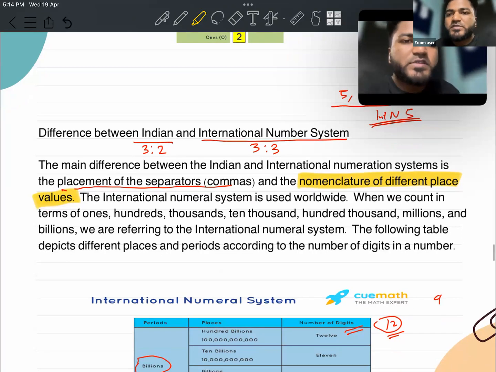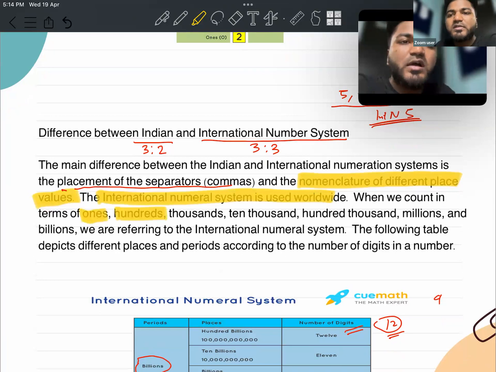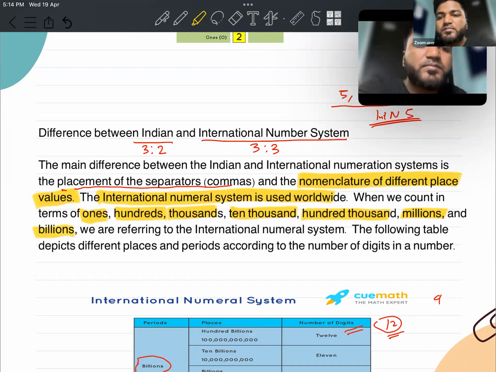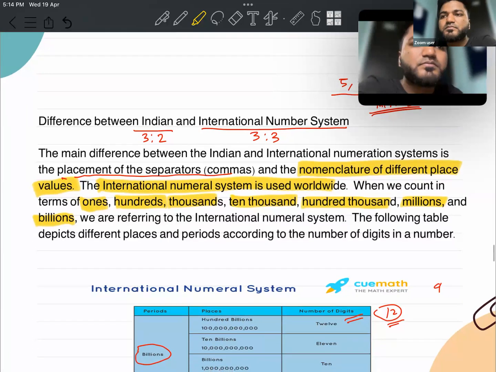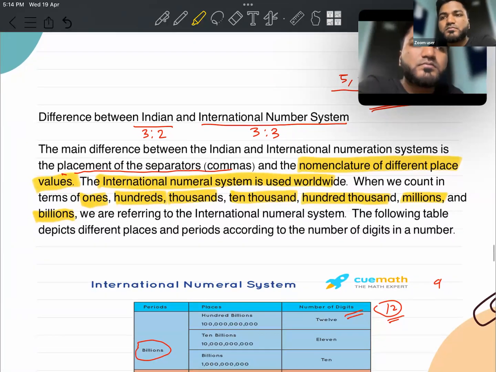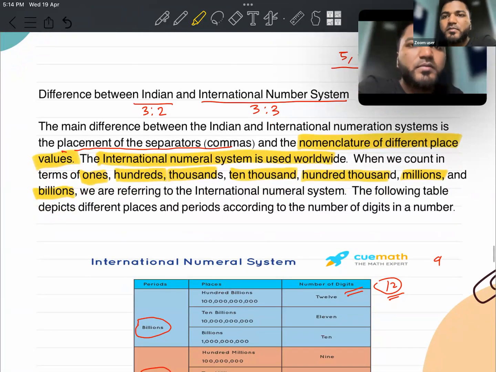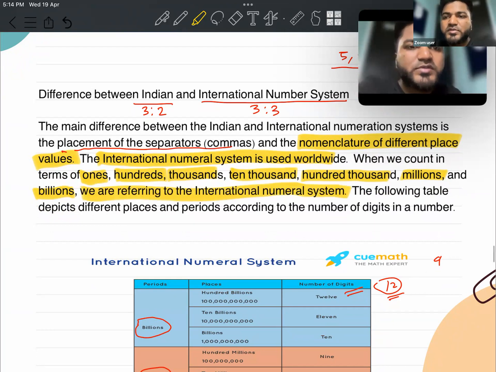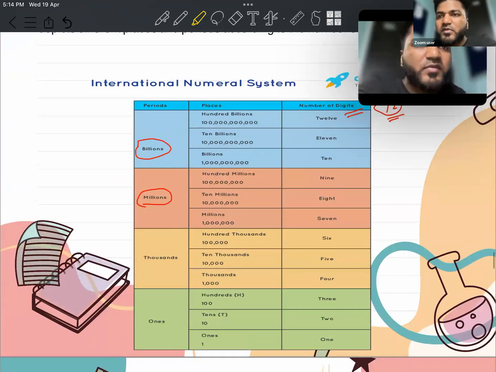If you see the international numeral system, which is used worldwide, we count numbers in terms of ones, hundreds, thousands, 10,000s, 100,000s, millions, and billions. This is only for the international system. So when we are using these terms while counting a number, then we are referring to the international numeral system. So here's a table I have taken for you.